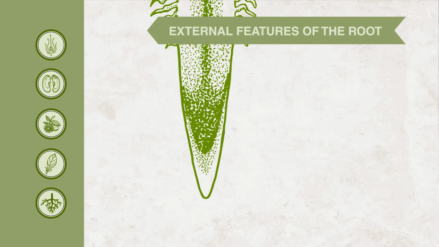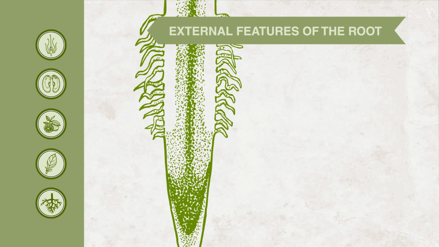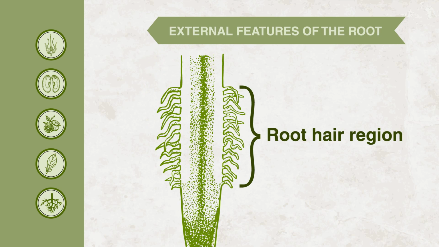Behind the meristematic region is the region of cell elongation, where the new cells rapidly grow in size, causing the root to lengthen and penetrate deeper into the soil. Overlapping the region of cell elongation and extending further up the root is the root hair region, which is also where cells are differentiated into particular functions. In this region, the outer cell walls of the epidermis cells grow out to form root hairs, which makes the surface through which water and nutrients can be absorbed much larger.